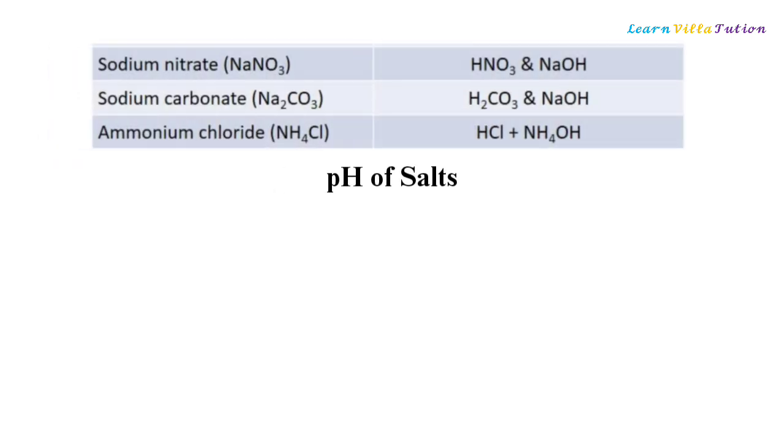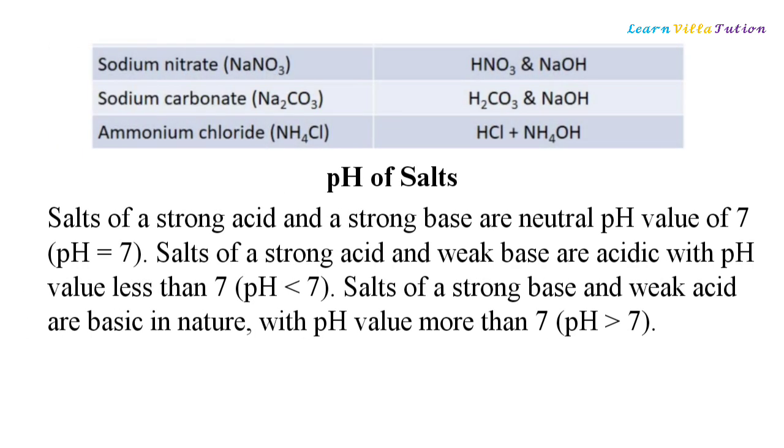pH of salts. Salts of a strong acid and a strong base are neutral, with a pH value of 7. Salts of a strong acid and a weak base are acidic, with a pH value less than 7. Salts of a strong base and a weak acid are basic in nature, with a pH value more than 7.